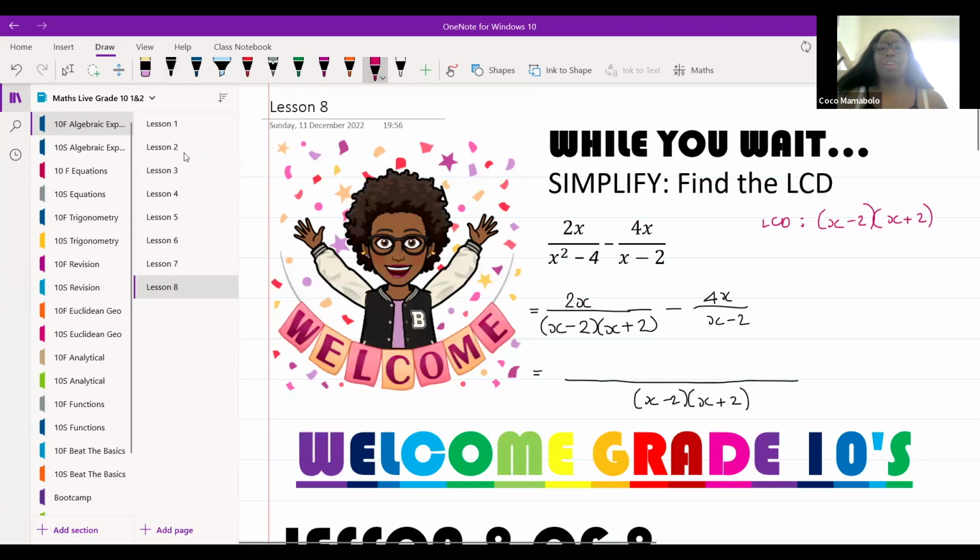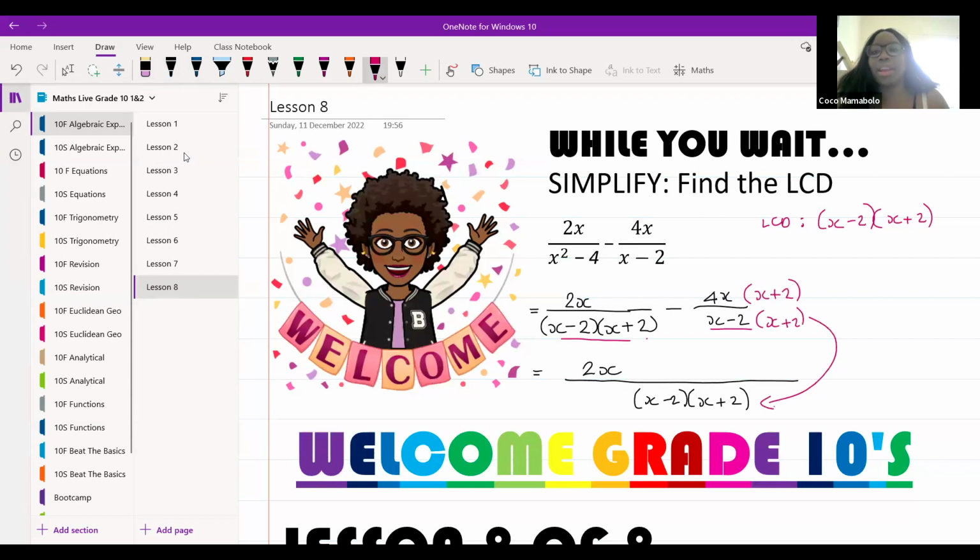Now, if I look at this first denominator over here, it's not missing anything. So I don't have to change anything in the denominator. Therefore, I don't have to change anything in the numerator. So I'm going to leave the 2x exactly the same. However, we notice that in this fraction, the x plus 2 part is missing. So I now need to multiply this side by x plus 2 to get it to look like my LCD. If I do that on the bottom, I have to do that on the top as well. So I'm also going to multiply this part by x plus 2.